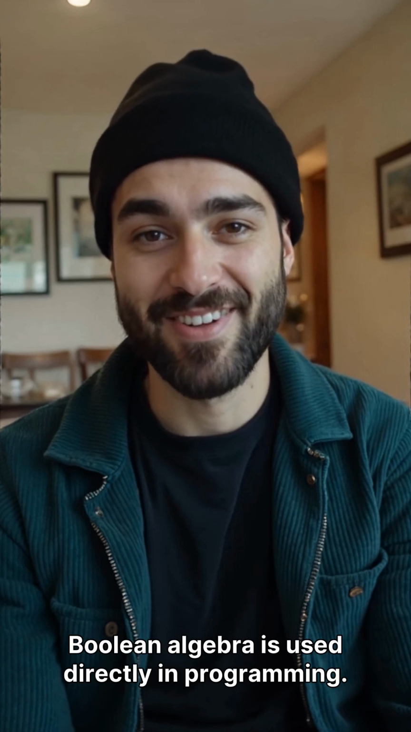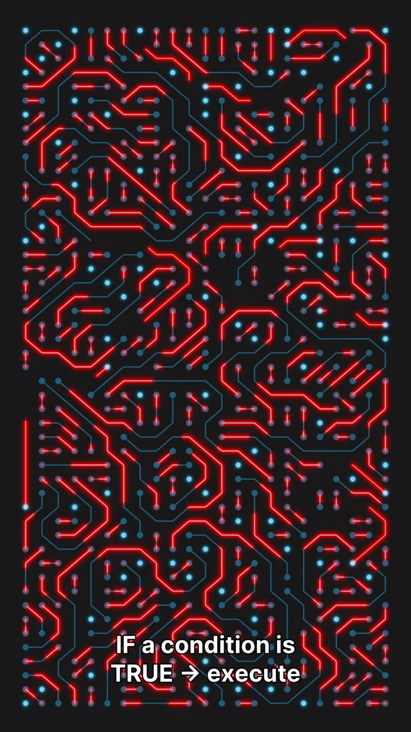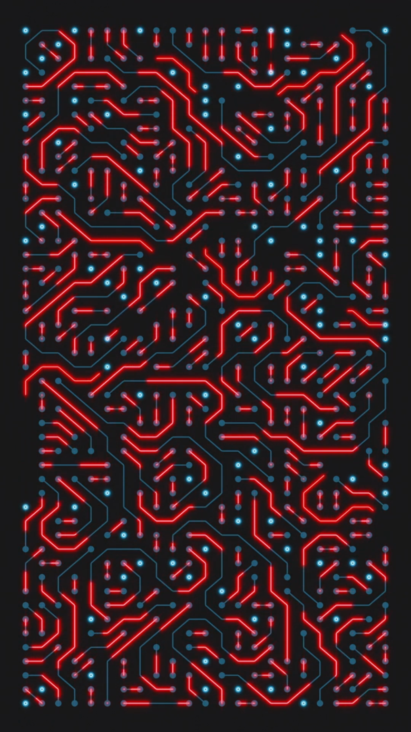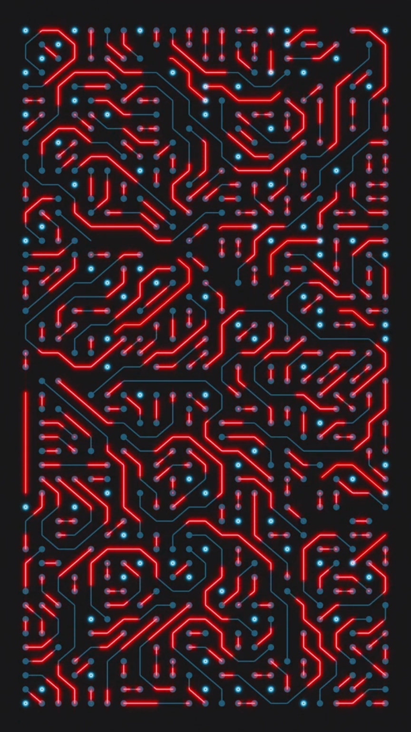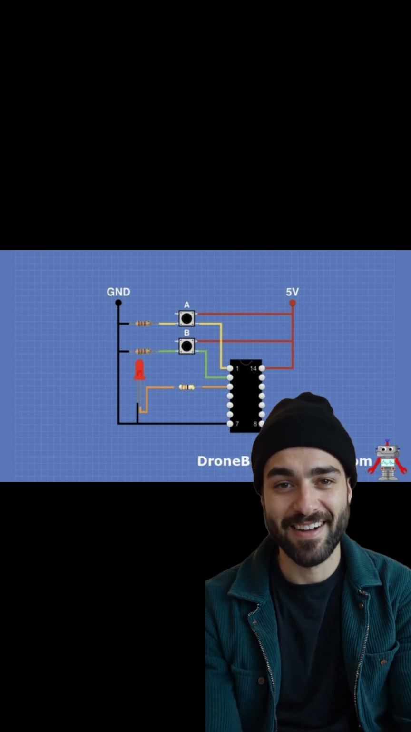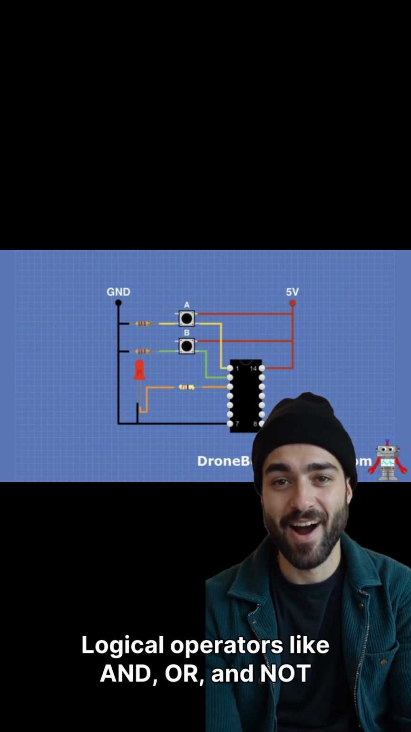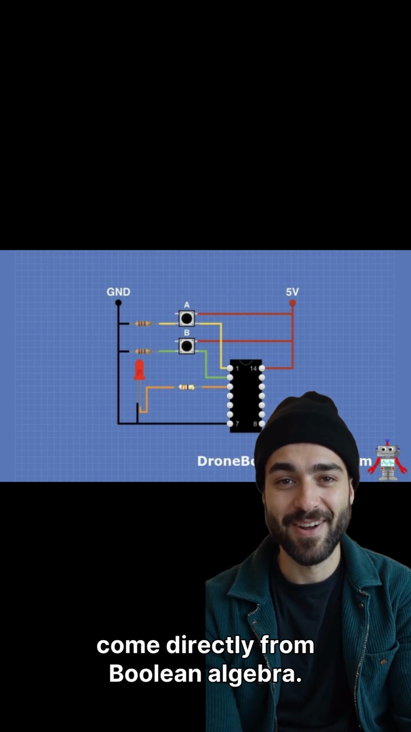Boolean algebra is used directly in programming. If a condition is true, execute code. If the condition is false, skip code. If statements are Boolean decisions. Logical operators like AND, OR, and NOT come directly from Boolean algebra.